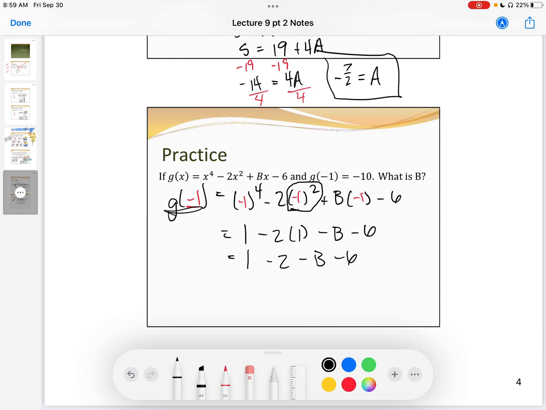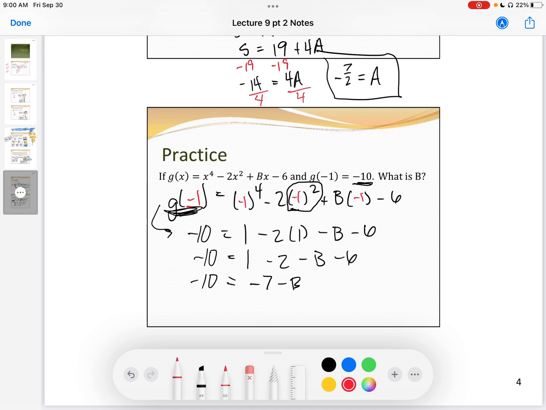Now, what does that g of negative 1 equal? Well, that would be equaling a negative 10. g of negative 1 is just negative 10, so I'm plugging in that negative 10. Combining my like terms, I've got 1 and negative 2 gives me negative 1, and then a negative 6 gives me a negative 7. So I have negative 7 minus b equals negative 10.